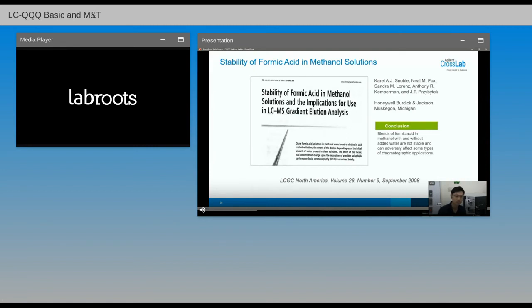This is a quick note that's found on the LCGC forum, about the stability of formic acid in methanol itself. Through this article, it does conclude that blends of formic acid and methanol, added together with water of course, can actually affect the stability. So this will affect some of your applications that are out there in the market, right? So the important takeaway is to prepare everything fresh.